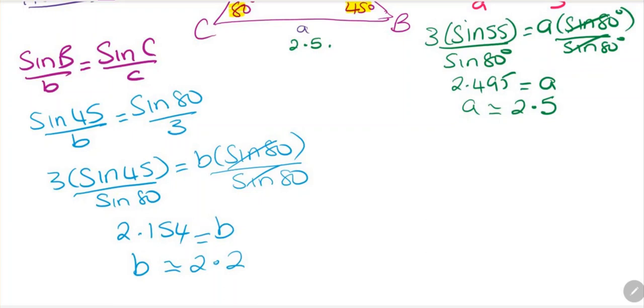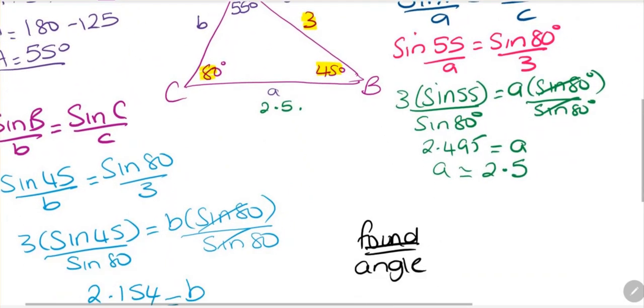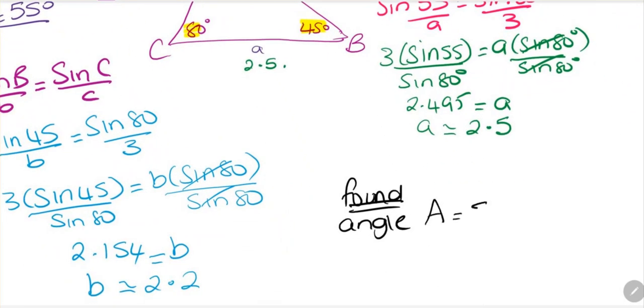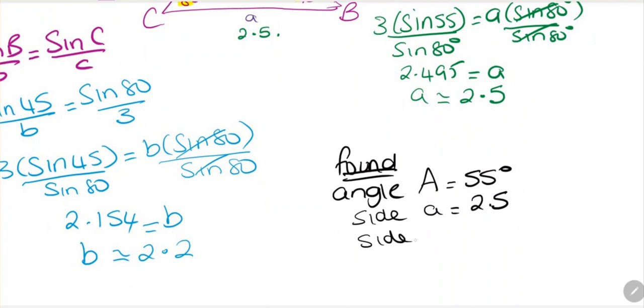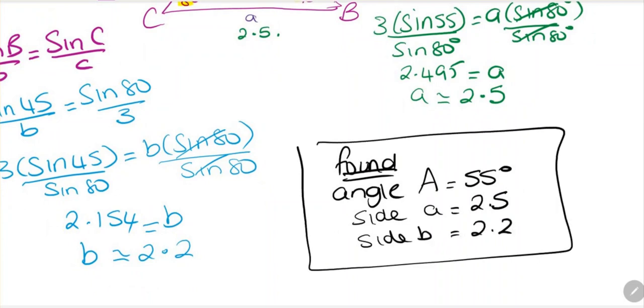So we found that the angle A was 55 degrees. We said the side a was 2.5, and we said the side b was 2.2.